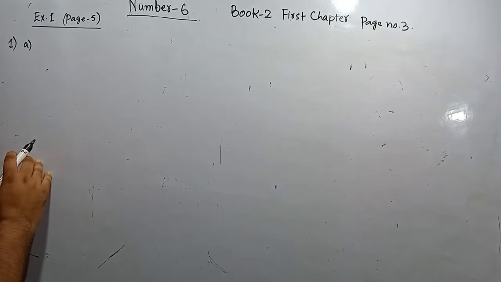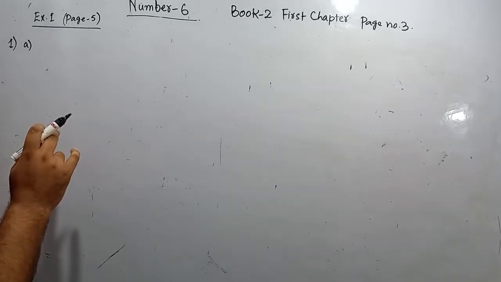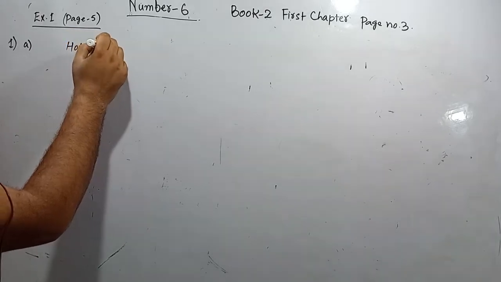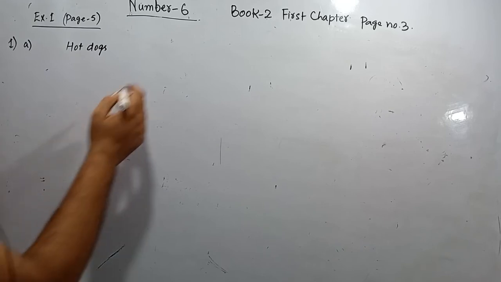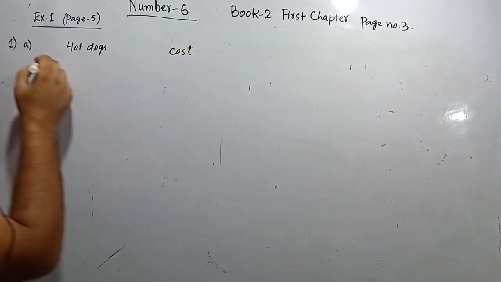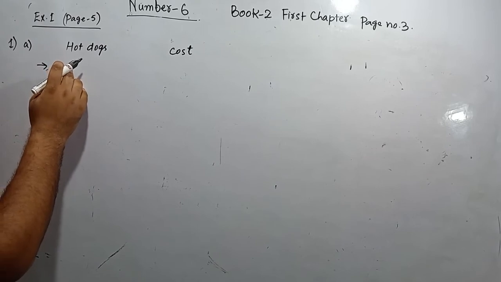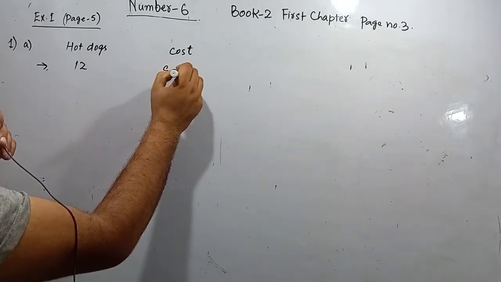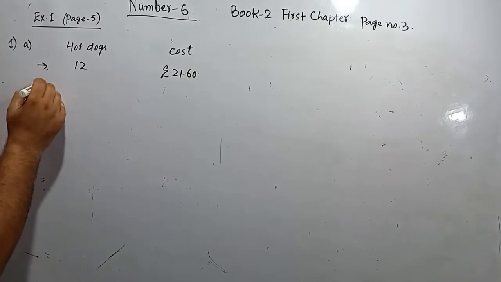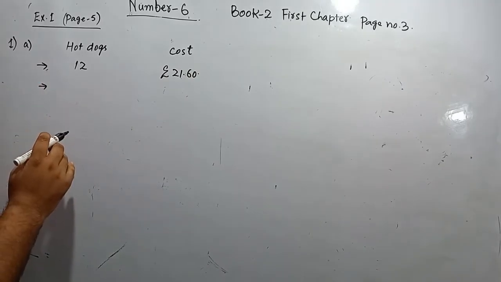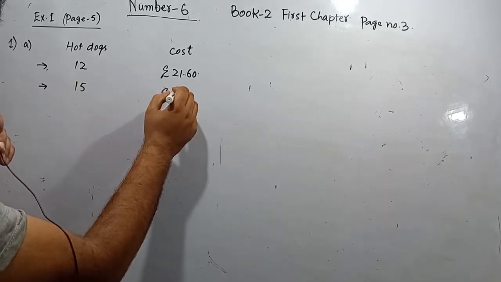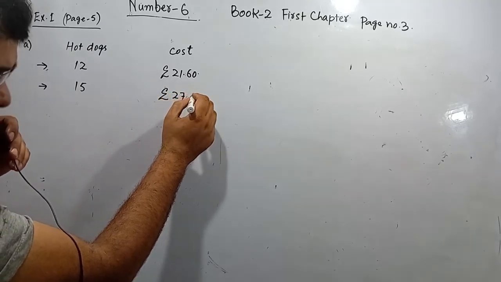What is that? 12 hot dogs cost pound 21.60. The first line is saying about hot dogs, and the second is price, that's the cost of hot dogs. The first line is saying how many? It is 12 hot dogs. Cost is for pound 21.60. The second statement, here it is 15 hot dogs and it is pound 27.00.